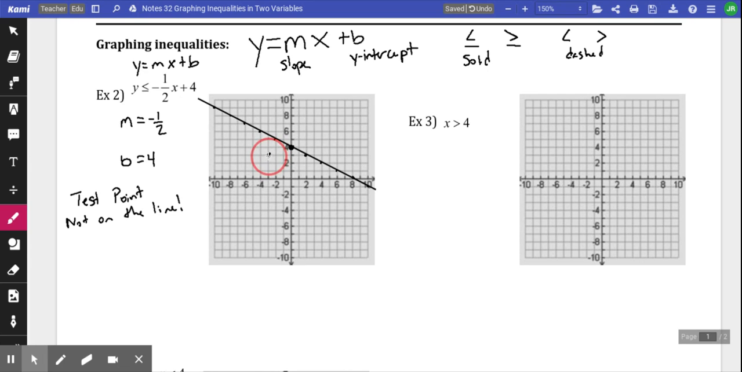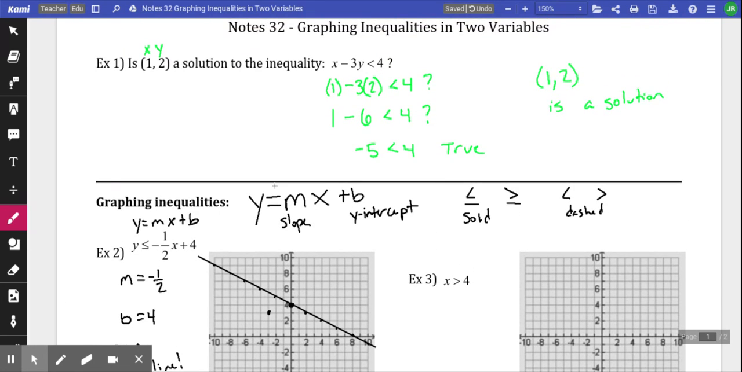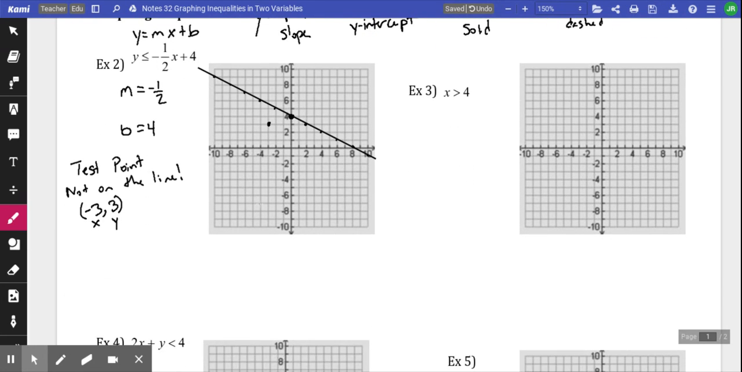I'm hovering right here at this point, so why not use it? That ordered pair right there would be (-3, 3). So this is my x and this is my y. I'm going to plug this in and see what I get. Do I get a true statement or a false statement? Just like what I did up here, I want to see if this is a solution or not. My original inequality is y is less than or equal to -1/2 x plus 4. So I'm going to replace my y with 3: 3 is less than or equal to -1/2 times -3 plus 4.